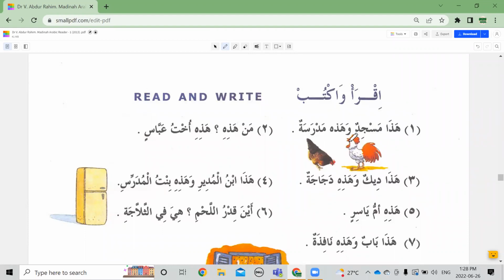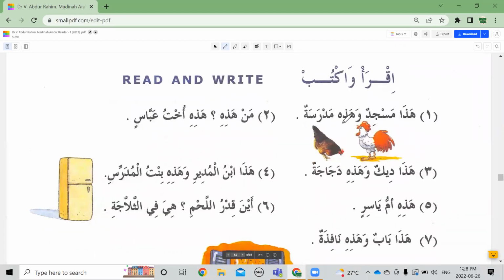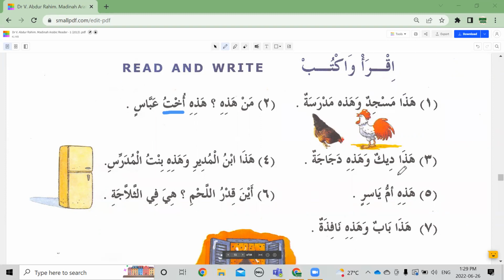Haza masjidun wa hazihi madrasatun. This is a mosque and this is a school. Man hazihi, who is this? Hazihi ukhtu Abbasin. This is Abbas's sister. Ukhtu, not ukhtun, because it's mudaf, and Abbas is mudaf ilayhi, belonging. Haza dikun wa hazihi dajajatun. This is a rooster and this is a hen.